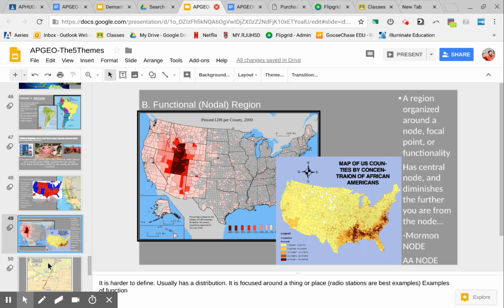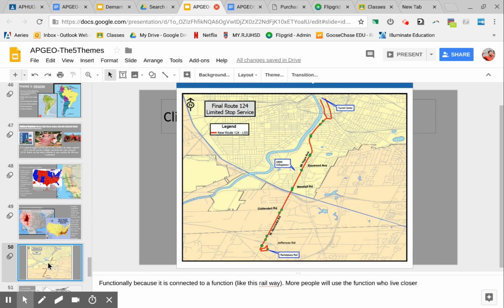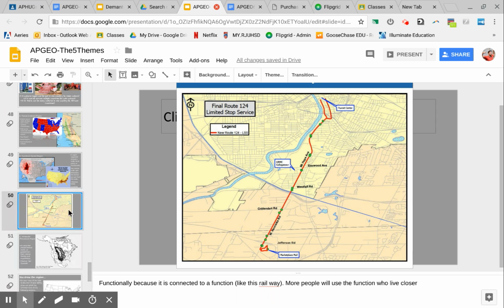Easy. It's called a functional region sometimes because usually it's connected to a function, and that's really hard to grasp, but a function is something people use or need. Think of like a radio tower or a cell tower or something like that. In this case, this is a train depot or a train line, and so you would imagine people who live close to this are going to use this train line more. So the train users would be spread out from this line, and you could say, hey, this is a train user functional region. More people use the function of the train the closer they live to it. So that's a tricky thing. You need to know both, unfortunately, functional and nodal.